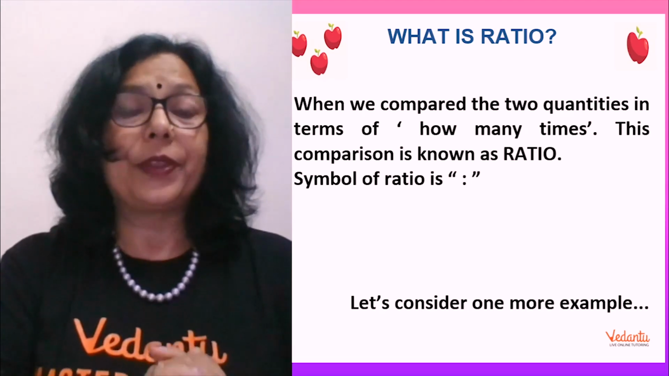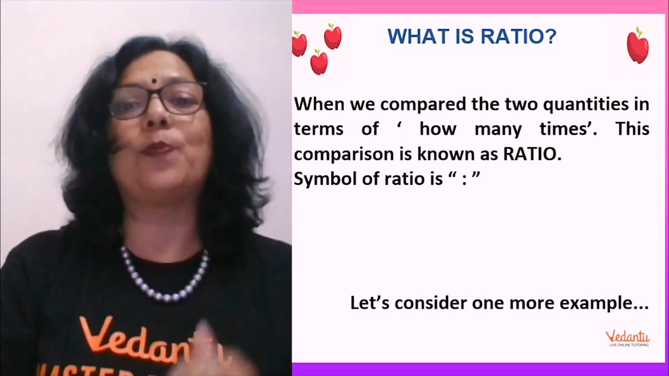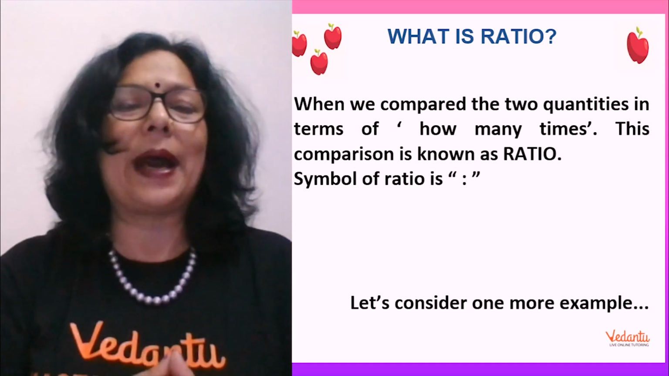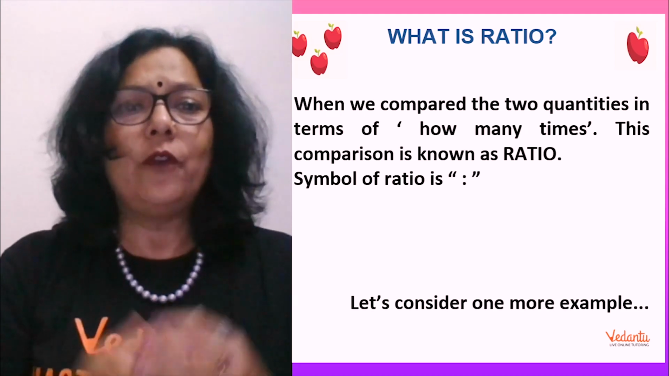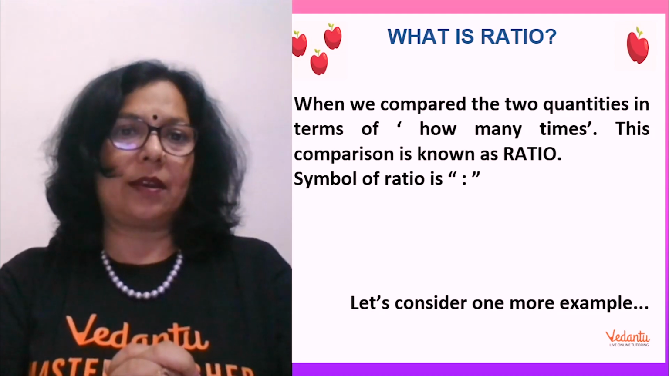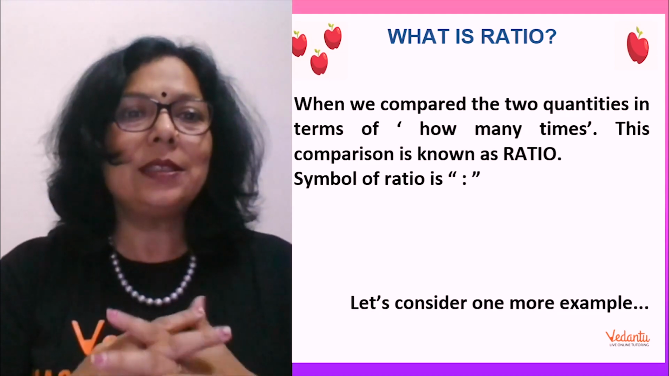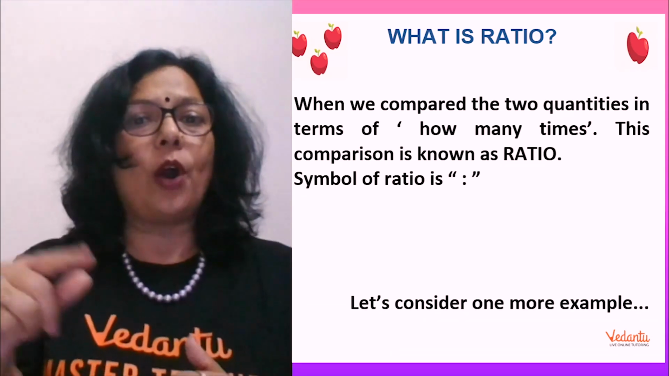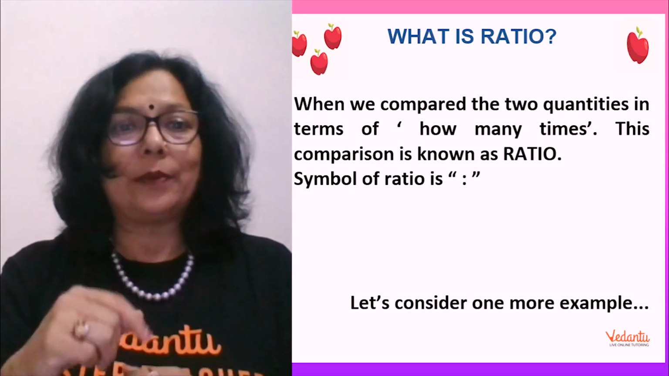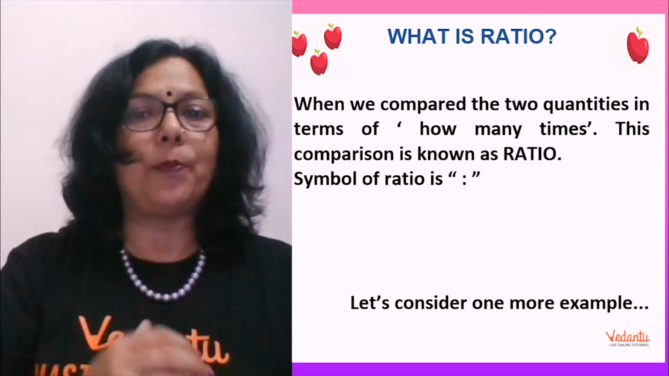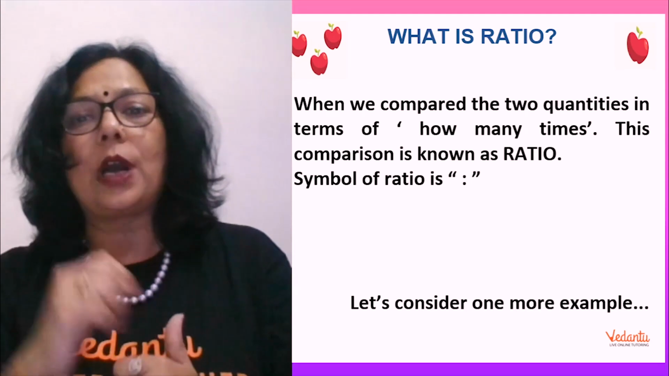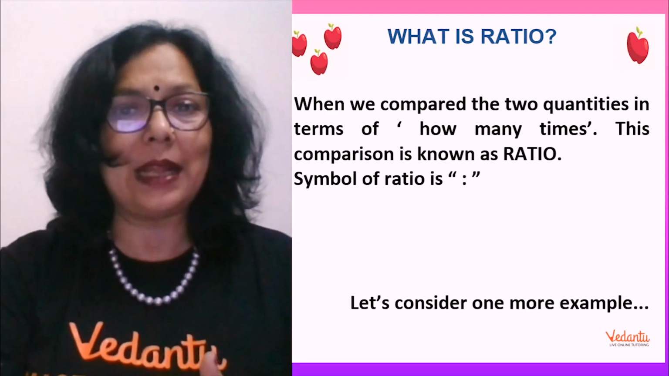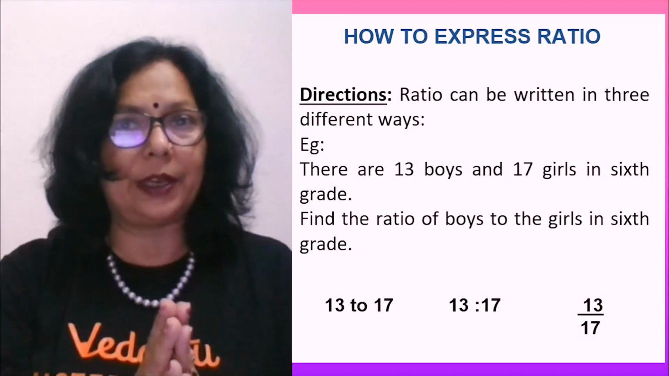What is ratio? When we compare two quantities in terms of how many times, this comparison is known as ratio. For example, your mom is making a cake and she says, I take butter and flour in the ratio of 1 is to 2. That means if she takes 1 cup of butter, then she takes 2 cups of flour. So ratio is just the comparison and the symbol of ratio is present over here.